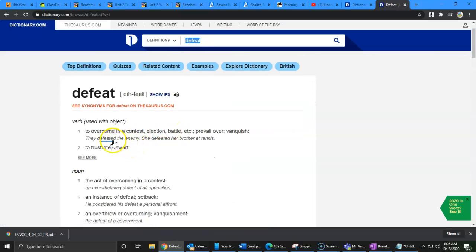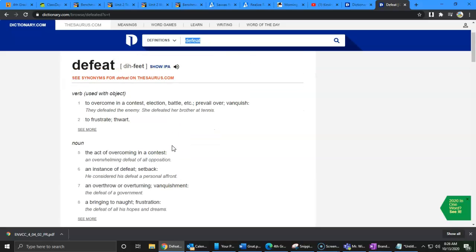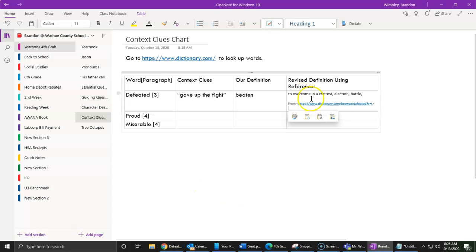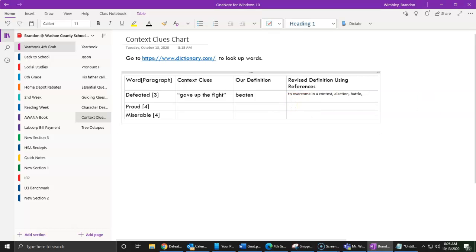So defeated means to overcome in a contest, election, battle. So that's what I'm going to do. I'm going to copy this. To overcome in a contest, election, or battle. It can also mean to prevail or vanquish. So I'm going to copy that, and then I put that in there. And oops, it copied that link for me too. So I'm just going to delete that.